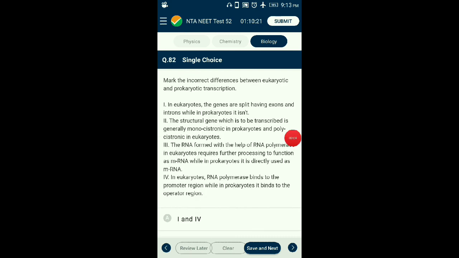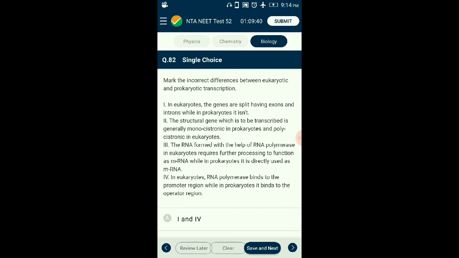Mark the incorrect differences between eukaryotic and prokaryotic transcription. In eukaryotes, the genes are split, having exons, the coding regions, and introns, non-coding regions, while in prokaryotes, non-coding regions within coding regions do not occur. The structural gene to be transcribed is monocistronic in eukaryotes and polycistronic in prokaryotes. The RNA formed with the help of RNA polymerase in eukaryotes requires further processing, that is splicing, capping, and tailing, to function as mRNA, while in prokaryotes it is directly used as mRNA.